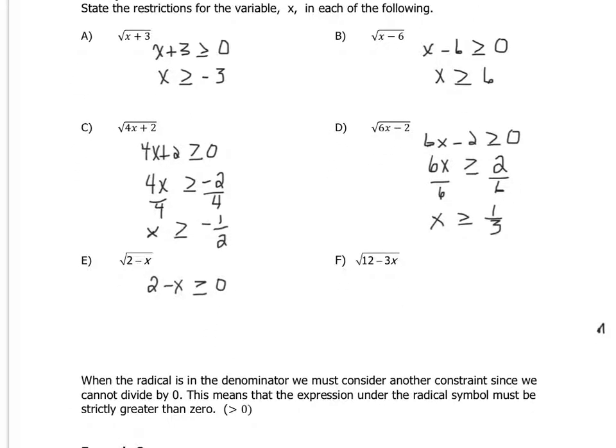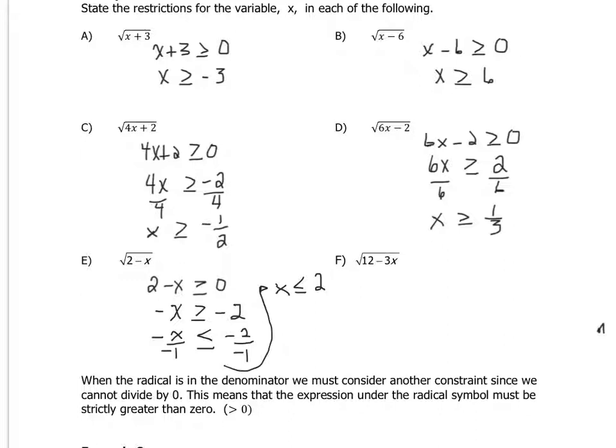which means that if you want to get the x by itself, you need to take that positive 2 and subtract 2 from both sides, so that's going to give you negative x greater than or equal to negative 2. And then in order to get x by itself, you have to divide both sides by negative 1, and when you divide both sides by a negative in an inequality, you have to change the direction of the inequality sign. So x actually has to be less than or equal to positive 2.